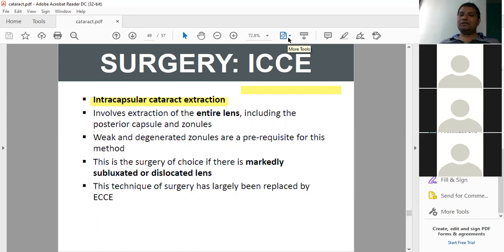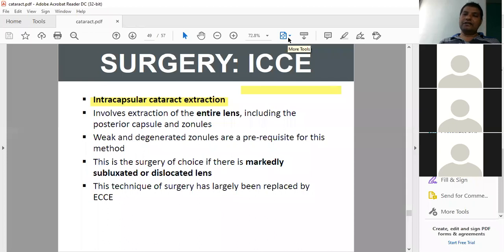We check the blood pressure of the patient also, because with uncontrolled blood pressure there is a risk of bleeding in the eye during surgery, and there is a risk of anesthetic complications. So we control the blood pressure. So these are some of the systemic tests we do.